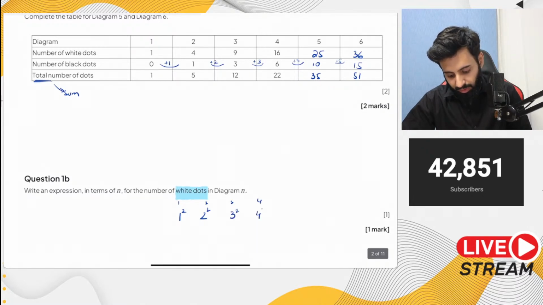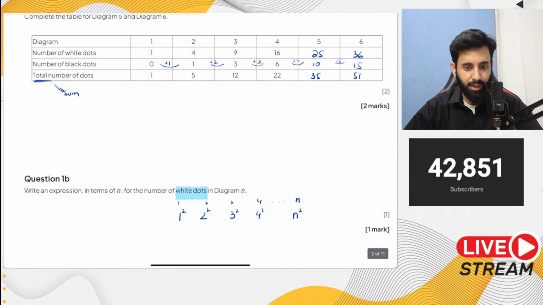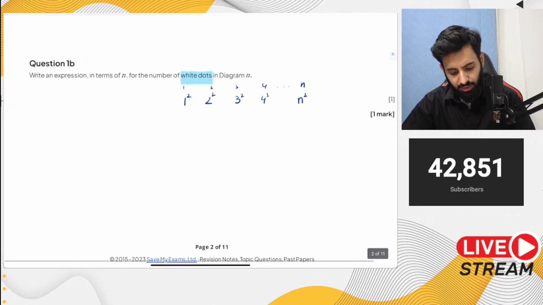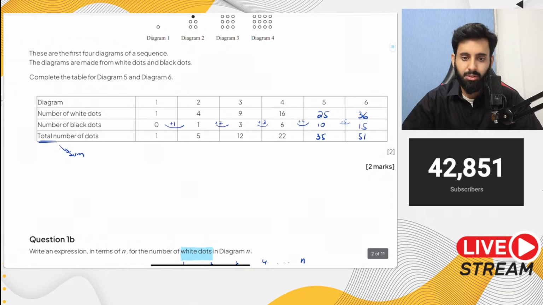Following the same pattern, you don't even have to use the formula. You can tell that in terms of n, the number of white dots will basically be equal to n squared, and that's it. There you have the answer. So the general term for the number of white dots is n squared. If you want, you can use the formula, but I wouldn't suggest it because that'll just take forever.